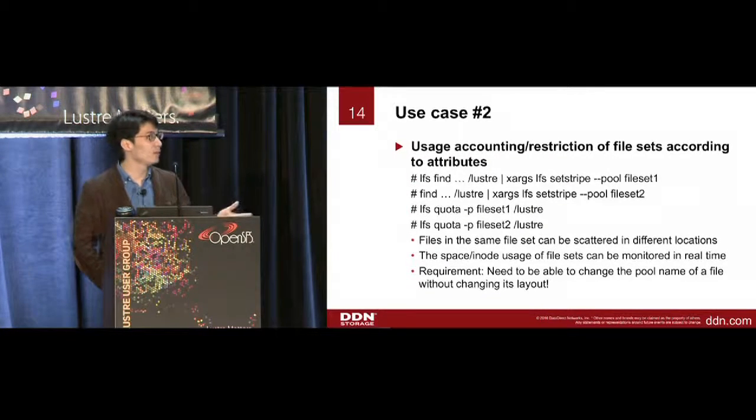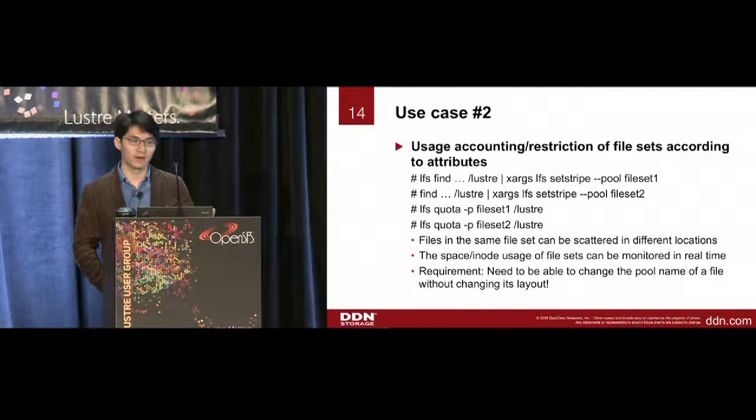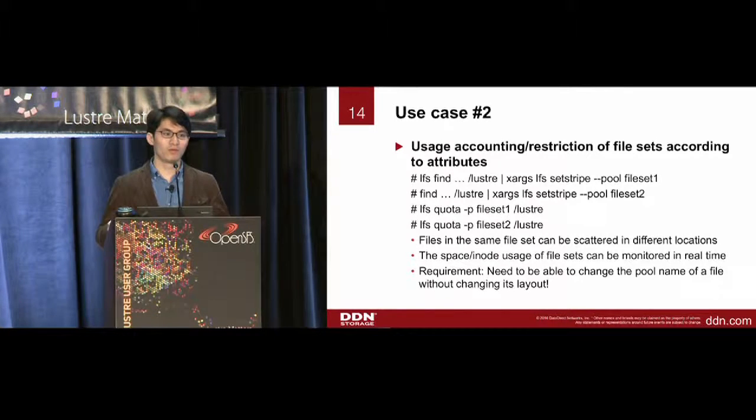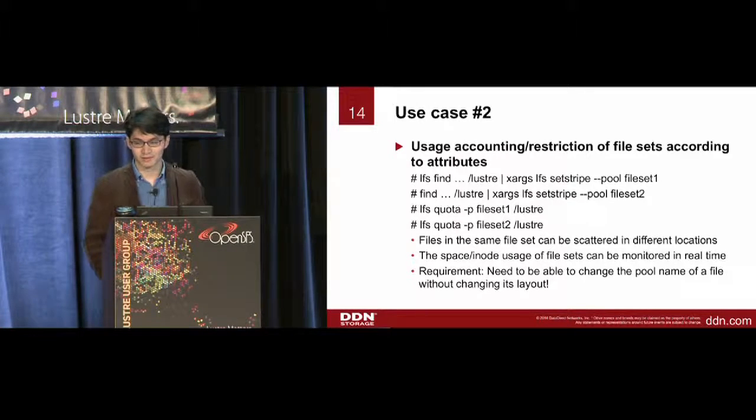And the second use case is that we can use it for usage accounting or restriction of a file set according to the file's attributes. Let's imagine that you want to know how much space is used by all the files that are larger than 1 gigabyte. Well, in order to do that, you need to write a script to find all the files that are larger than 1 gigabyte, right? And if you are going to monitor the space usage from time to time, you need to run that script frequently. And since Lustre file systems are usually very big, that costs a lot of time.